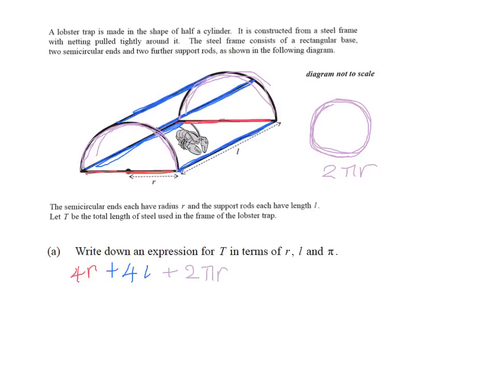So the sum of all our lengths, the red part, which is 4R, the blue part, which is 4L, and our circle in lilac here, which is 2 pi r, the sum of all those three things will give us our expression for T. So T is equal to 4R plus 4L plus 2 pi r.